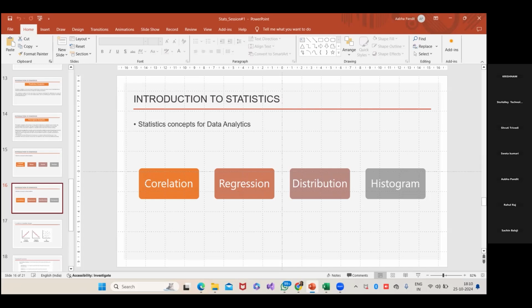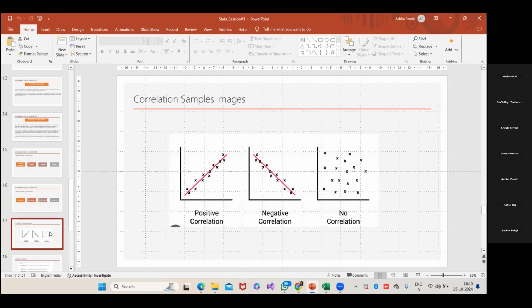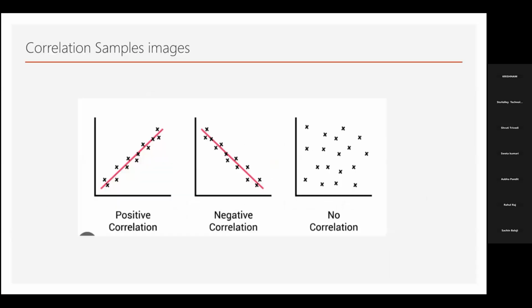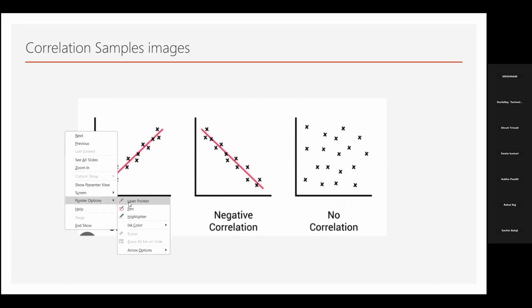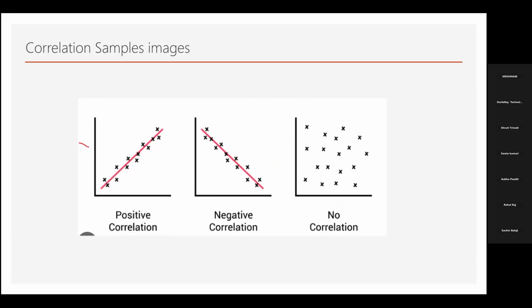Yes, ma'am. Now, let me draw a few things here. I already have a graph with me. These are the three diagrams. If you observe, the first one is a positive correlation. Why? If this is my x-axis and this is my y-axis, whichever you take, the x values are increasing, and accordingly y is also increasing, right?